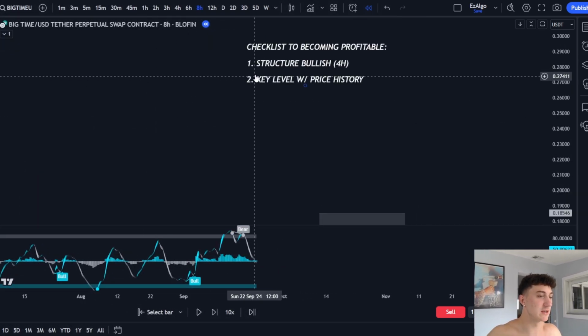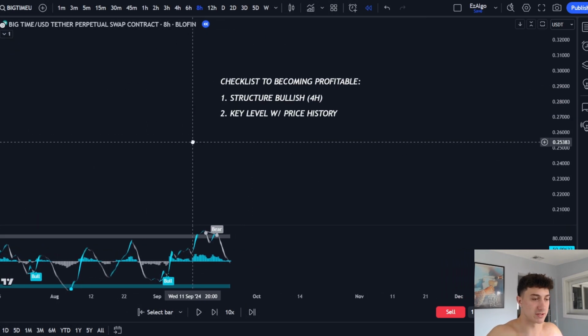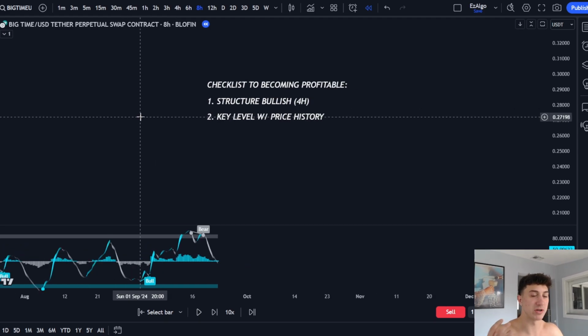Even if you don't have the indicators, it's still good to draw these levels out for yourself. You never want to rely on a certain indicator or a certain person to become profitable. You guys want to learn how to do it yourselves.